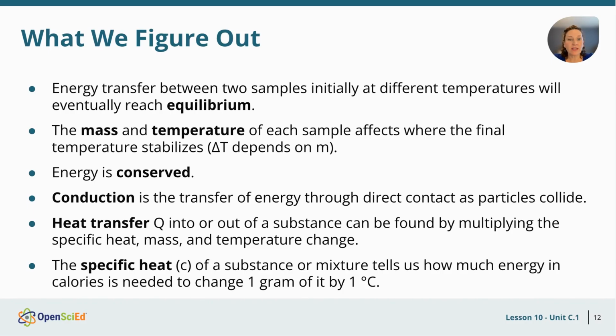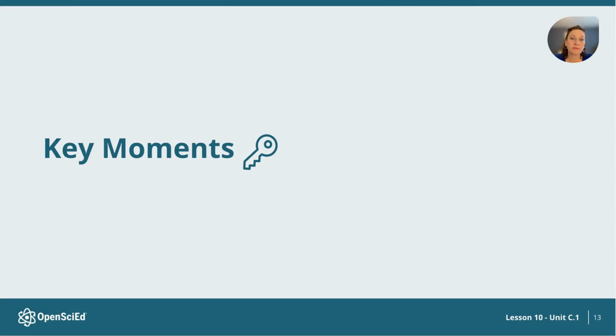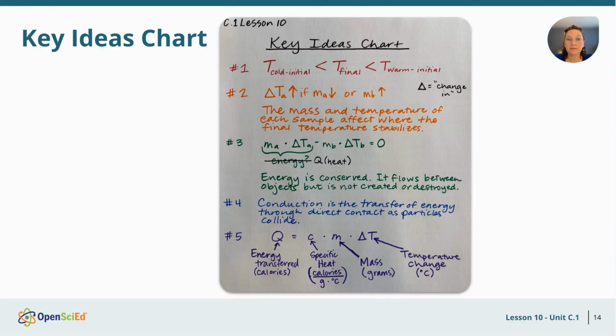So, what did we figure out? Well, overall, we figured out that energy transfers between objects at different temperatures until thermal equilibrium is reached, with the final temperature depending on each sample's mass and initial temperature, whilst conserving energy. Heat is transferred by conduction through direct particle collisions, and the amount of heat transferred can be calculated using mass, specific heat, and temperature change, where specific heat measures how much energy is needed to change a substance's temperature by 1 degree Celsius.